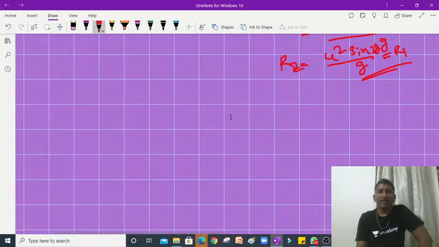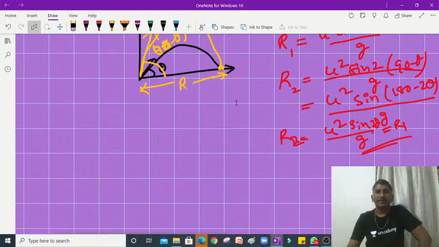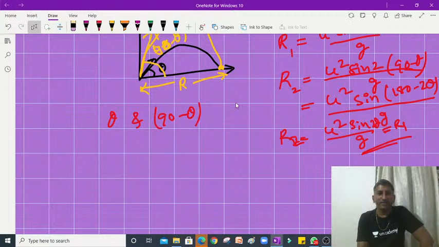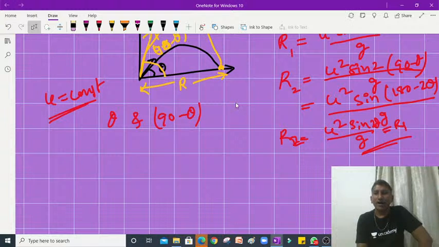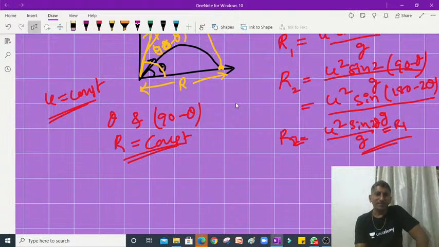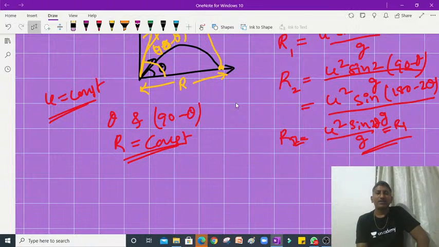Here, if this angle is, one second, yeah, see here, the angle is whether theta or 90 minus theta. If u is constant, r must be the same, r is also constant. This is the inference. So the same two angles I can also call complementary angles.